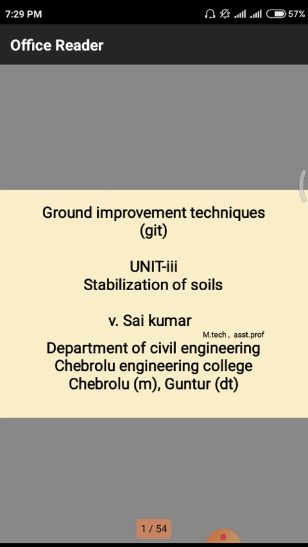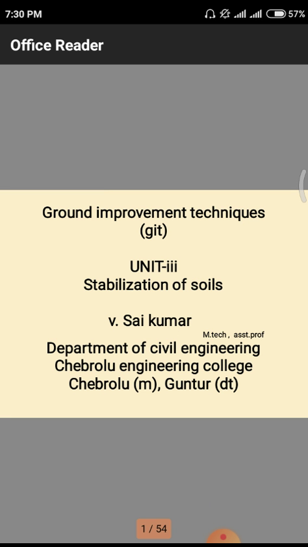Today's topic is related to stabilization of the soils. In the previous classes, we have discussed different things related to the stabilization of soil, especially tests to be conducted on the soils. That means before going to construct a project, we need to conduct some quantity of tests in the soil.